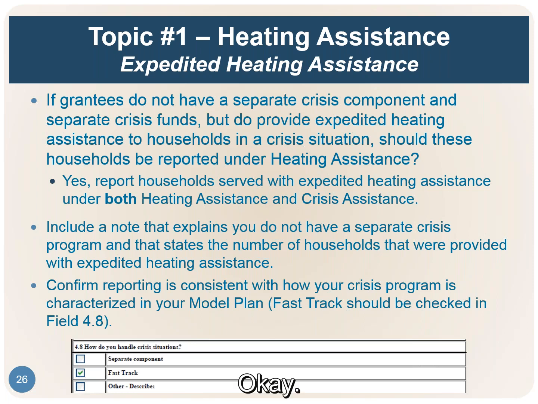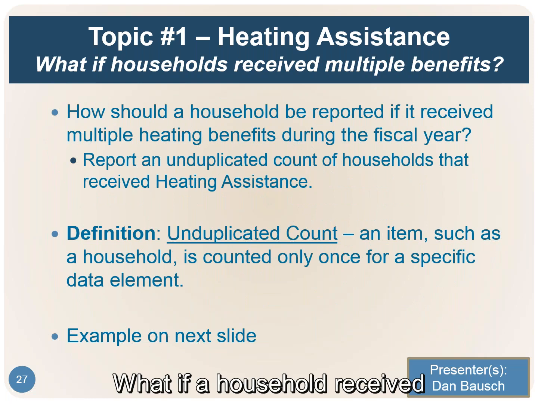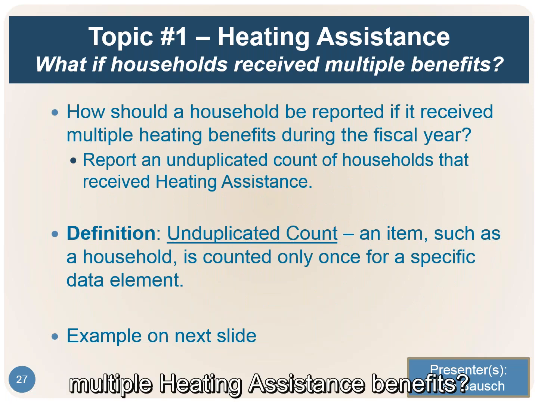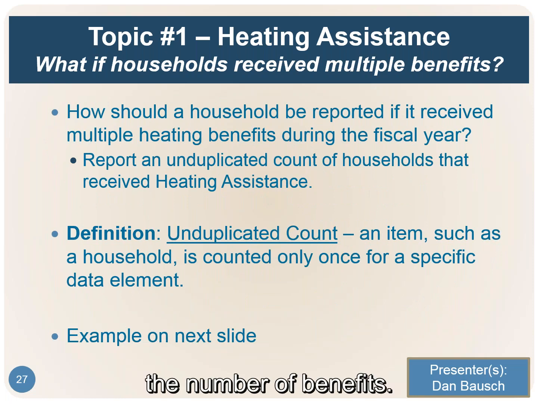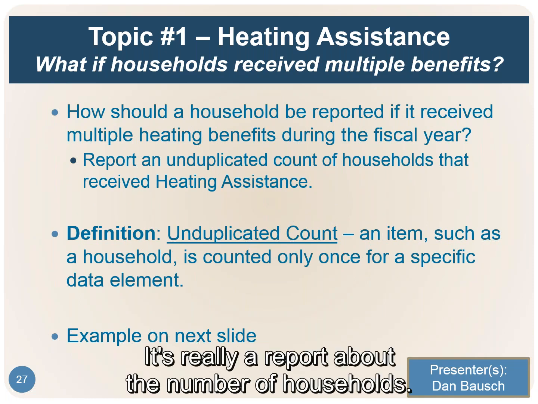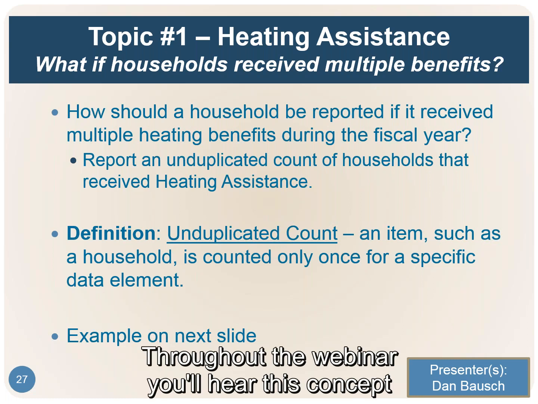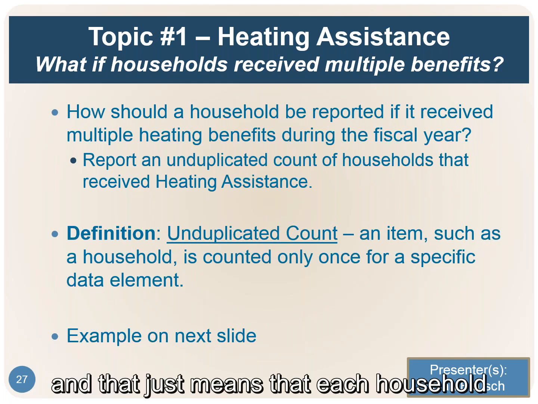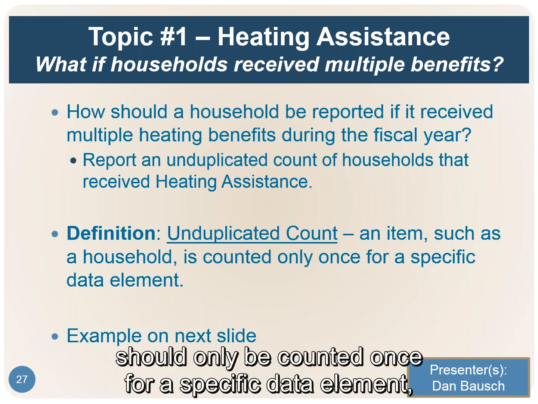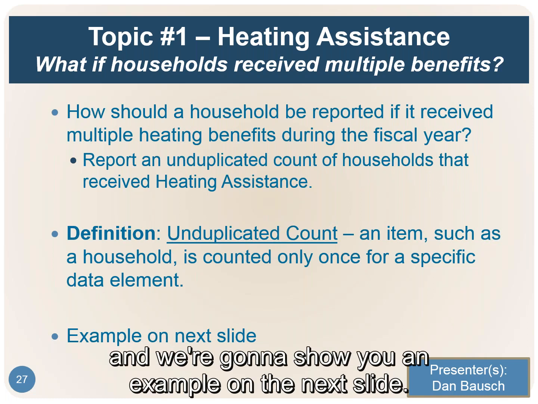Okay, what if a household received multiple heating assistance benefits? Again, the household report isn't a report about the number of benefits. It's really a report about the number of households. So throughout the webinar, you'll hear this concept of an unduplicated count of households. And that just means that each household should only be counted once for a specific data element. And we're going to show you an example on the next slide.